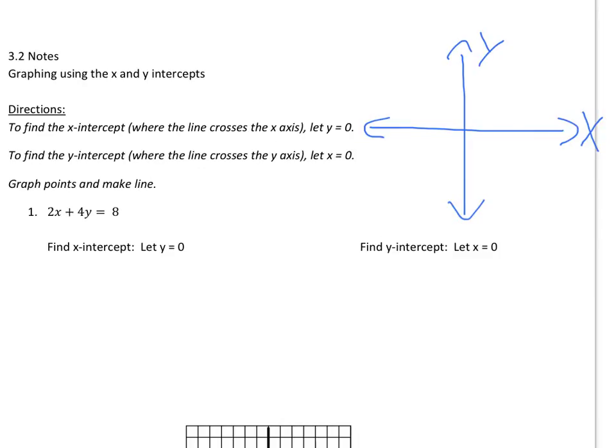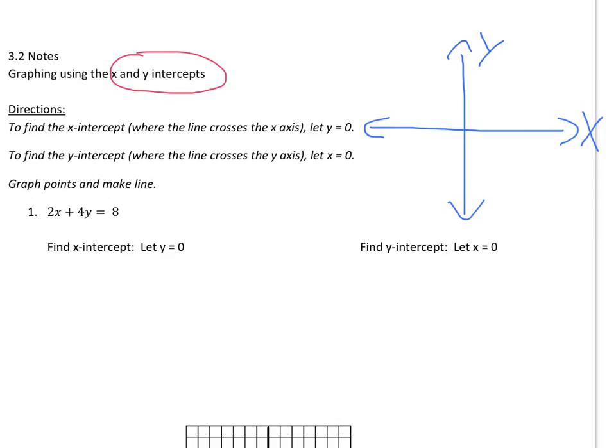Alright guys, in this video we're going to go over a third method for graphing. We've graphed by using an XY chart. We graphed by using the slope-intercept form. This last method is where we graph by finding what's called the X and Y intercepts. We kind of dealt with Y-intercept and slope-intercept form, but now we're going to talk about X-intercepts.